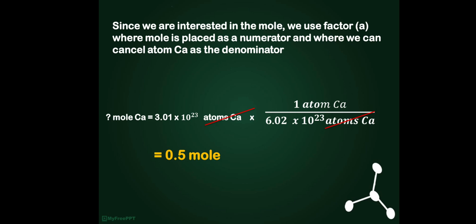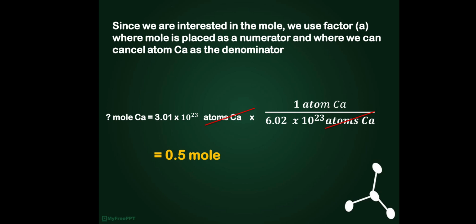So we cancel the same unit: we have atoms calcium and atom calcium. So 3.01 times 10 to the power of 23 multiplied by 1 atom divided by 6.02 times 10 to the power of 23 is equal to 0.5. How can we divide it, ma'am? So 3.01 times 1 is equal to 3.01, divided by 6.02. So the answer would be 0.5, or 0.5 times 10 to the power of 23 mole.